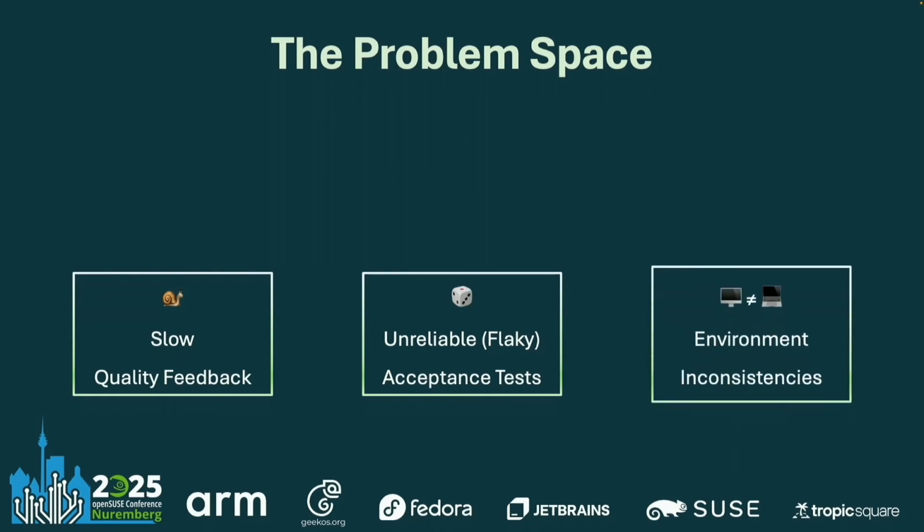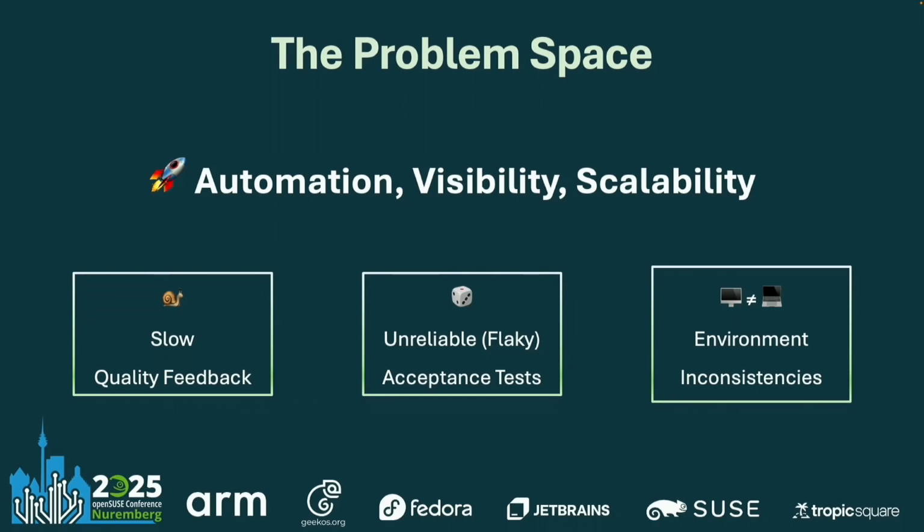And thirdly, environment inconsistencies. This was the classic "it works on my machine" problem. Tests acted differently on different developer setups and in our continuous integration system, which ate up a lot of time. We spent too much time fixing environment quirks instead of actual code issues, creating a big bottleneck.